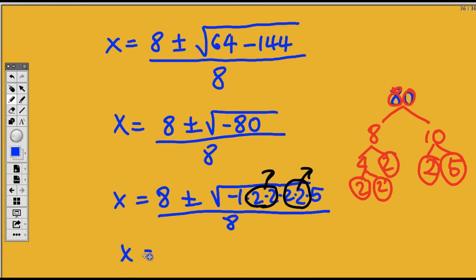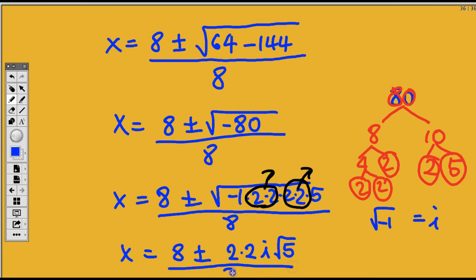So then x equals 8 plus or minus... Okay, the square root of negative 1 is an i, and we'll talk about that more after the test tomorrow. But right now, just know this. The group of 2 escaped as one 2, and the group of 2 over here escaped as another 2. The square root of negative 1 is an i, and that's going to be a square root of 5, right? And it's all over 8.